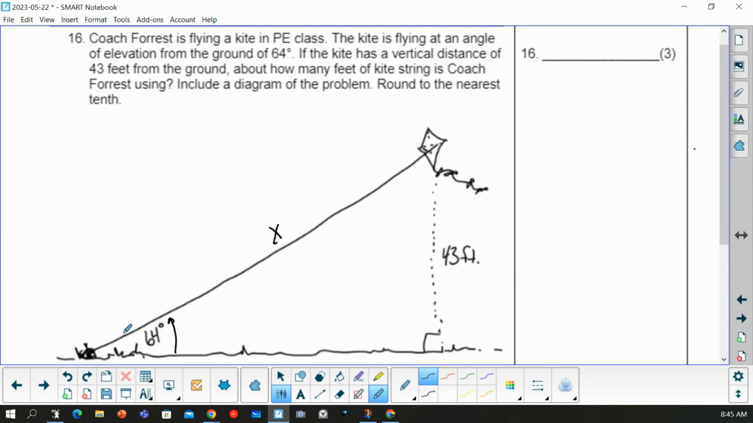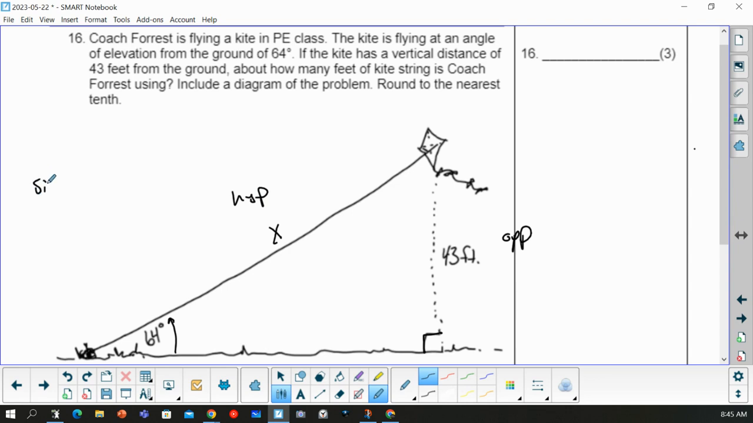I have one side, I have an angle. That means we're going to use one of our trig functions. And with this angle, this is the opposite side of the triangle. Since my right angle is here, this is the hypotenuse. And once again, we're going to use the sine function because opposite and hypotenuse is sine.